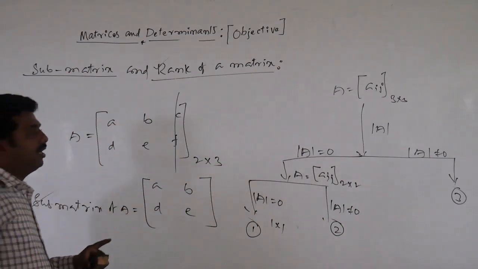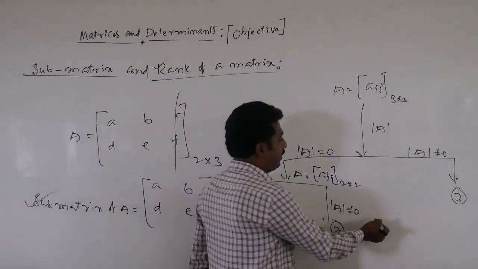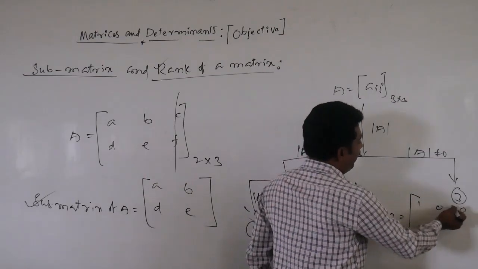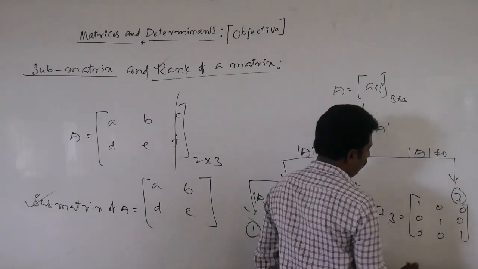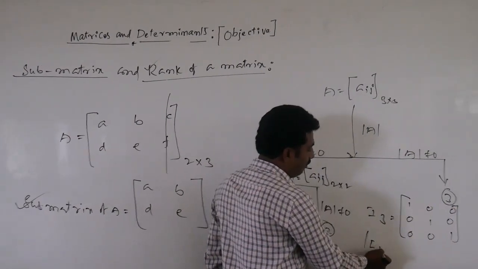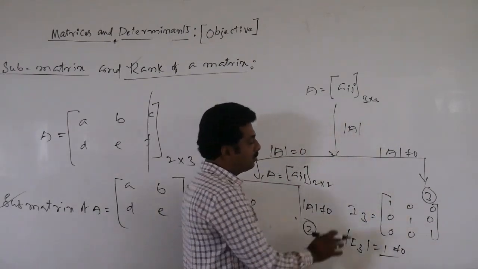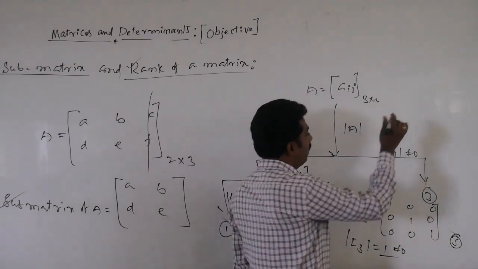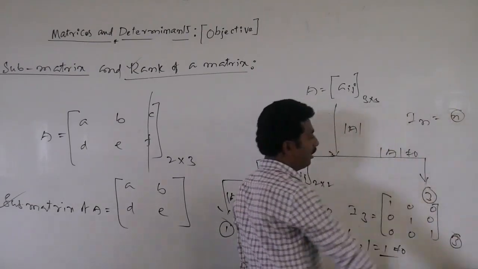So rank must come from a non-singular matrix. Suppose I take I3, the identity matrix. What is the determinant of I3? It is 1, which is not equal to 0. So the rank of the identity matrix I3 is 3. So what is the rank of the identity matrix of order n? Nothing but n only, right?